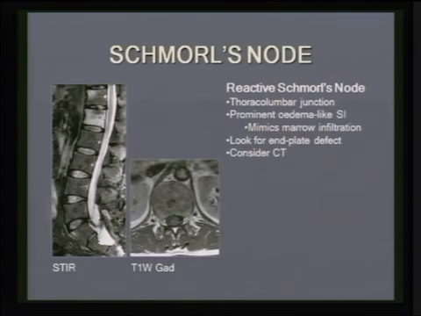We actually see the node on the axial T1 weighted images following contrast. If there's any doubt about the possibility of a Schmorl's node as being the cause of this, then what we commonly do is to go on and do a CT study to look at the end plate in some more detail.